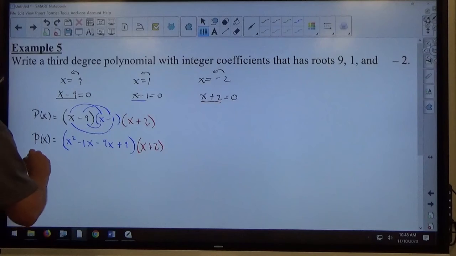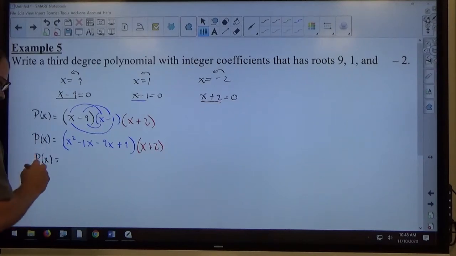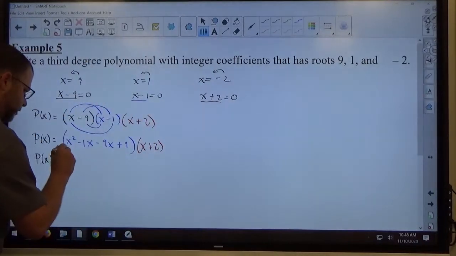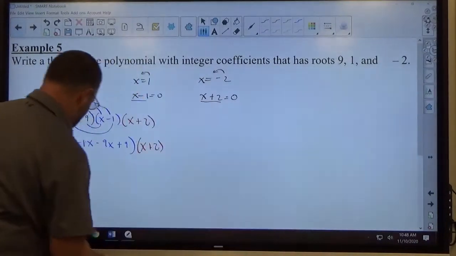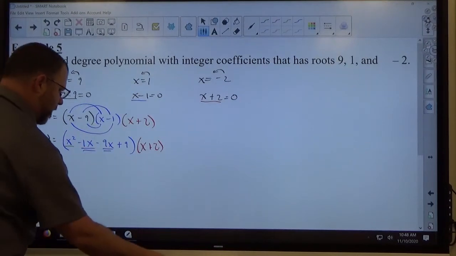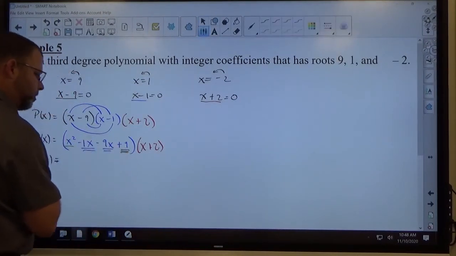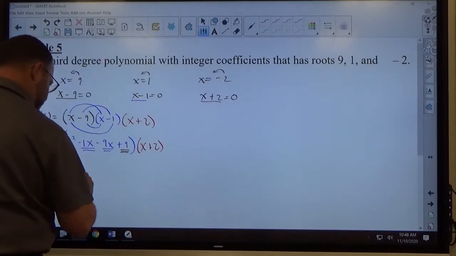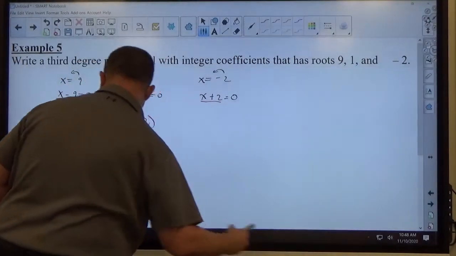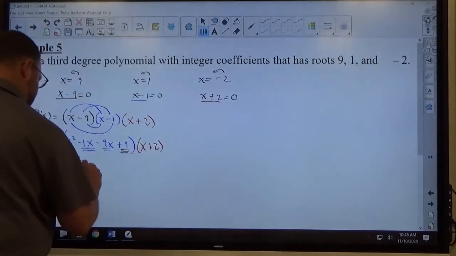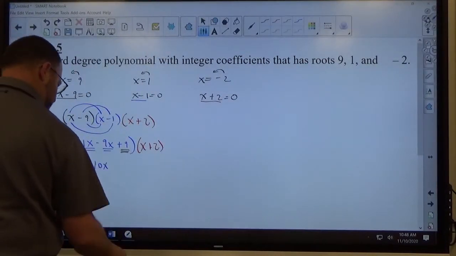Then I'm going to simplify by adding like terms. Notice I have x squared, I've got minus 1x and minus 9x, and I've got plus 9. All right, so as far as like terms are concerned, I'm going to have x squared minus 10x plus 9.